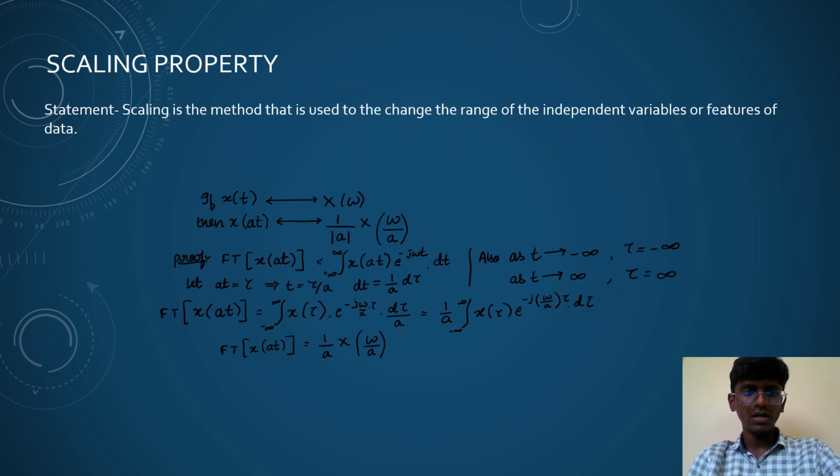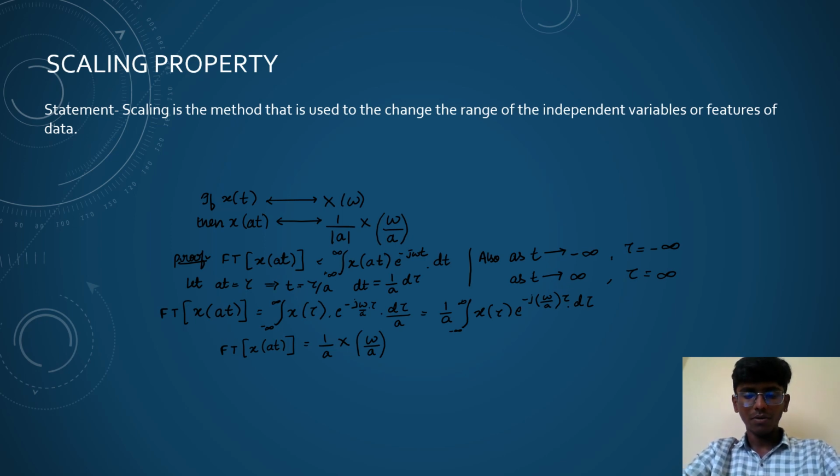Moving on to the next slide, scaling property. Scaling is a method that is used to change the range of independent variables and features of data. If x of t Fourier transform is x of omega, then x of at Fourier transform is 1 by modulus of a into x of omega by a. The proof is clearly given in the PPT. We can see the proof of the scaling property from the proof given in the PPT.